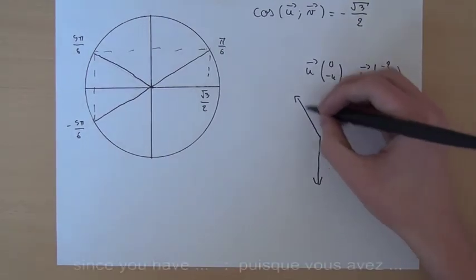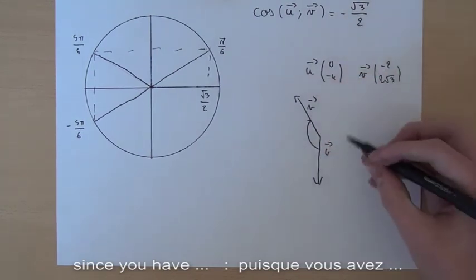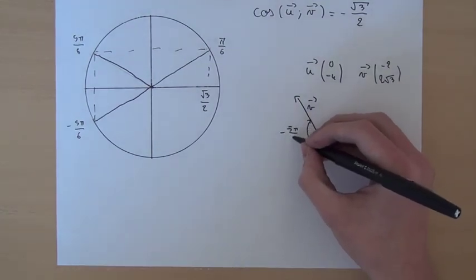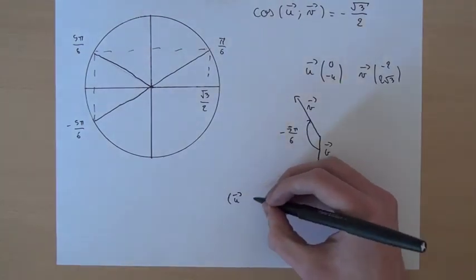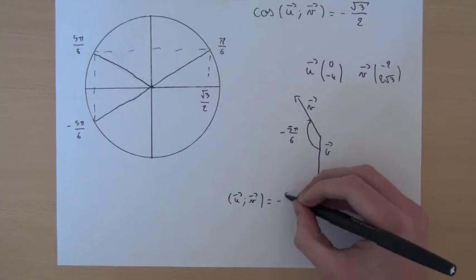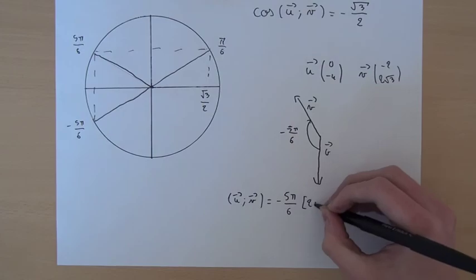And since you have u here and v here, the oriented angle between them will be -5π/6. So the answer to the question is -5π/6 mod 2π.